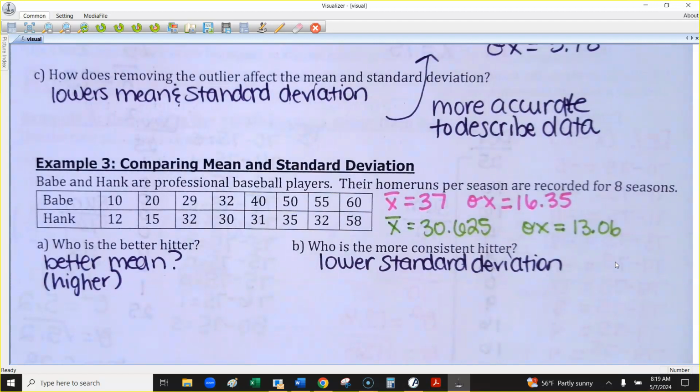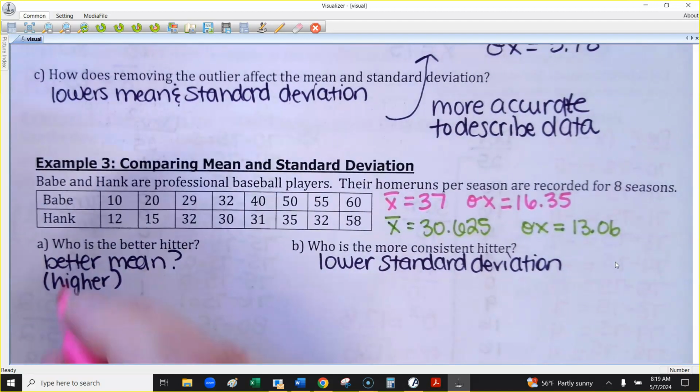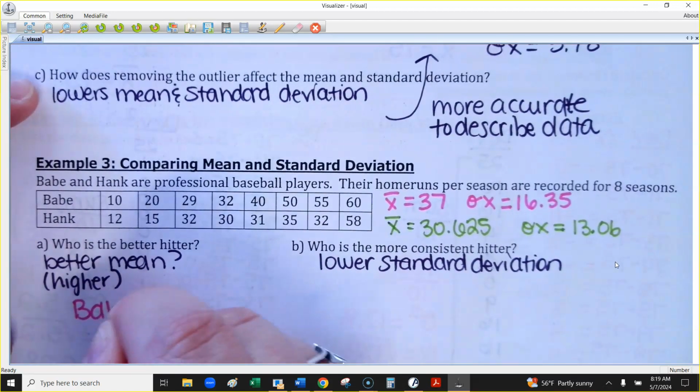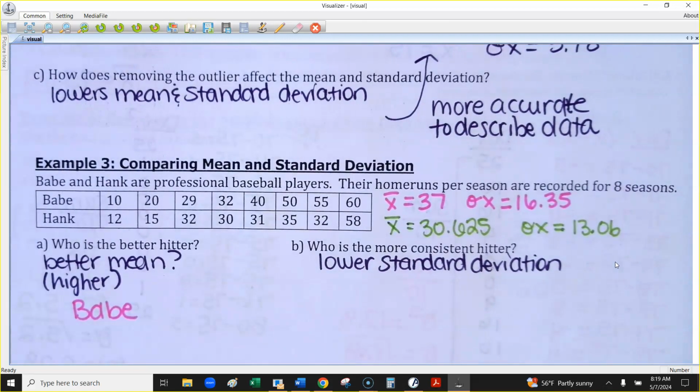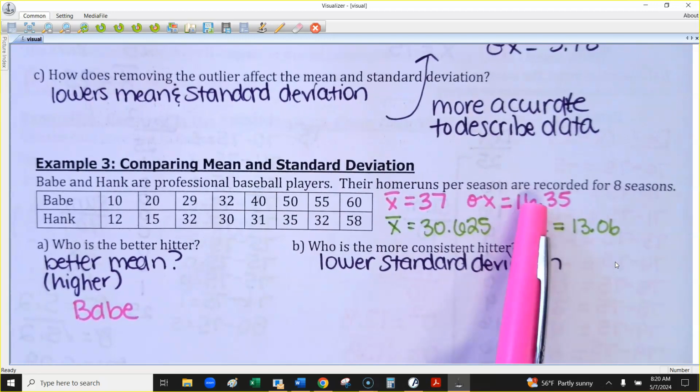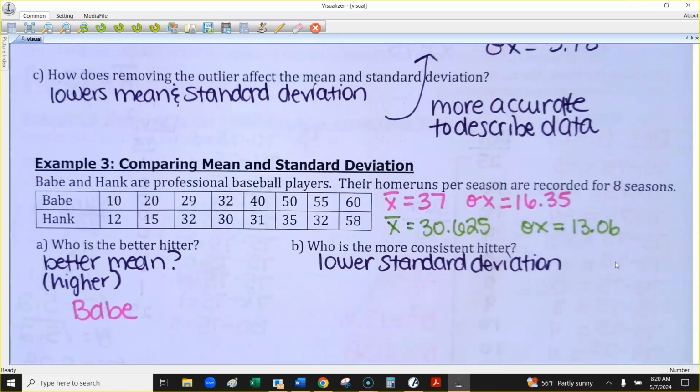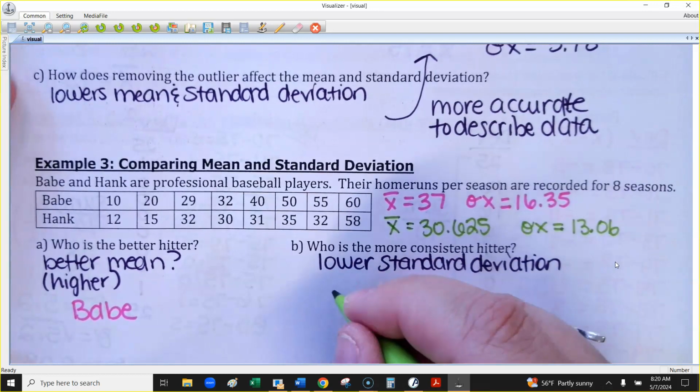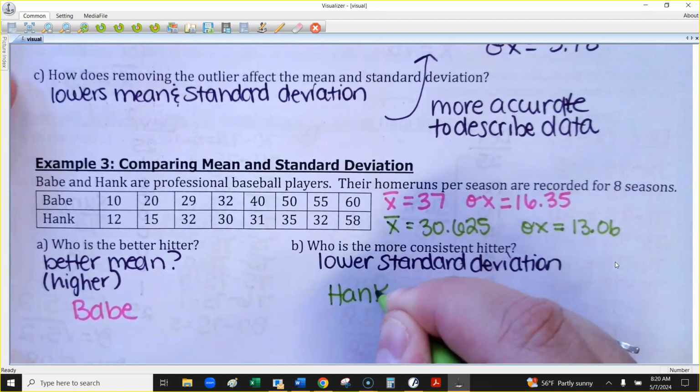Okay, so which person in general is going to be the better hitter? It's going to be the person who has the higher average. So that's going to be, in this case, Babe. And then the person that's more consistent is not going to have their data as spread out. Both of these people have kind of a huge standard deviation going on here. But this one's 16.36, this one's at 13. So the lower standard deviation is going to be the person who is more consistent.